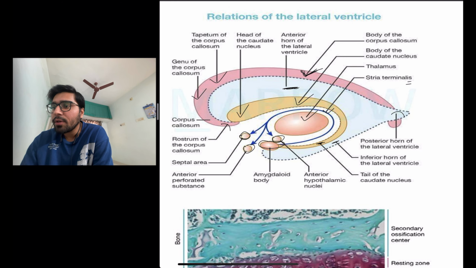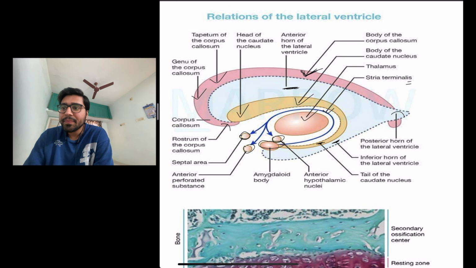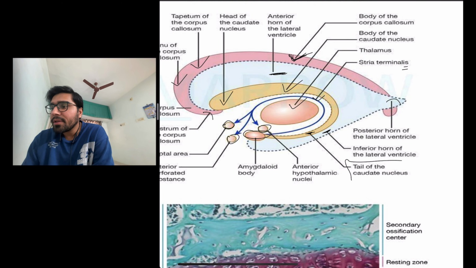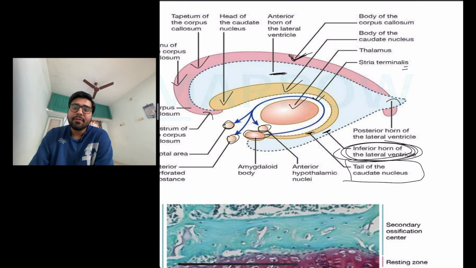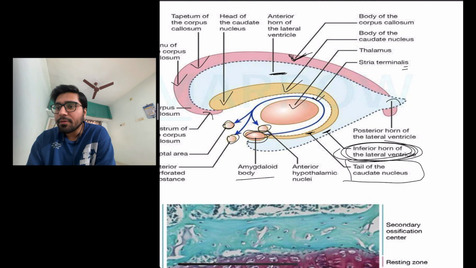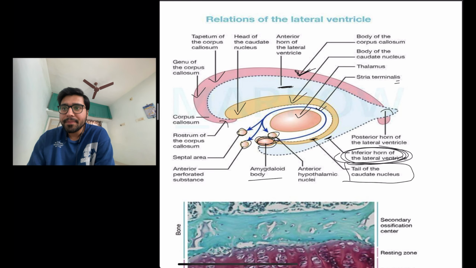This one is the tail of caudate nucleus, and this one is the inferior horn of lateral ventricle. So tail of caudate nucleus is forming the roof of inferior horn of lateral ventricle. We can easily see in this figure, and we can easily conclude that the amygdaloid body is also forming the roof of inferior horn of lateral ventricle.